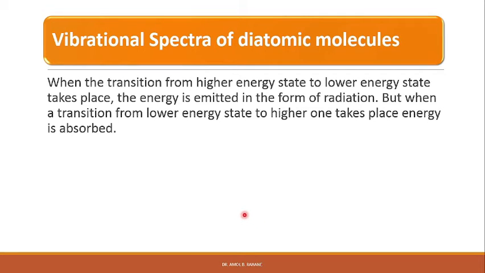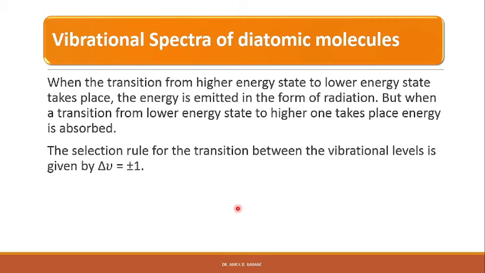Now, when a transition from a higher energy state to a lower energy state takes place, the energy is emitted in the form of radiation. But when a transition from the lower state to the higher state takes place, the energy will be absorbed. There are selection rules for the transition between the vibrational energy levels, which is given by delta nu is equal to plus or minus 1. That means, during the transition, the quantum number nu must change by plus or minus 1 only. All the other transitions are not allowed.